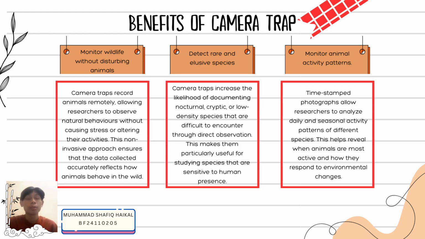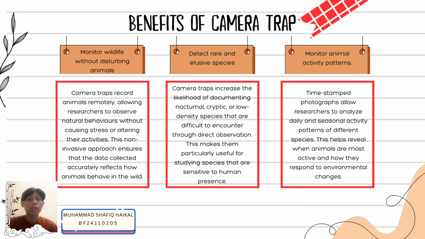So, I will continue the benefits of using camera traps. The fourth one is monitoring wildlife without disturbing animals. Camera traps record animals remotely, allowing researchers to observe natural behaviors without causing stress or altering their activities. This non-invasive approach ensures that the data collected accurately reflects how animals behave in the wild.